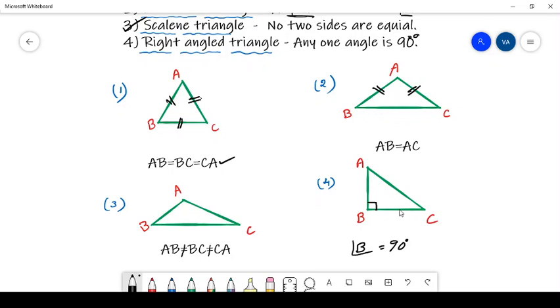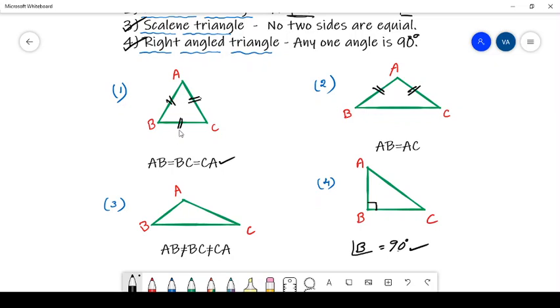Look at the fourth one. In this figure, in triangle ABC, angle B is 90 degrees. A measure of 90 degrees is called a right angle. So this triangle is called a right angle triangle.